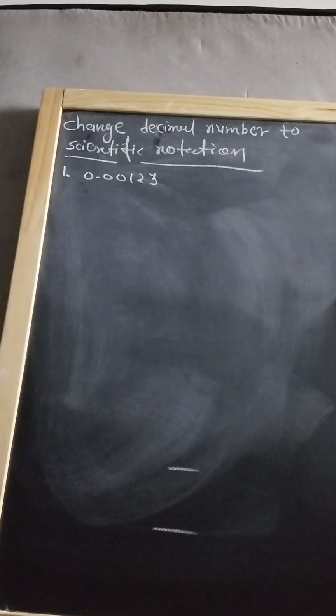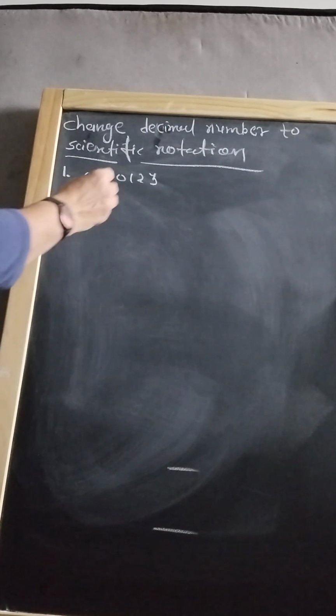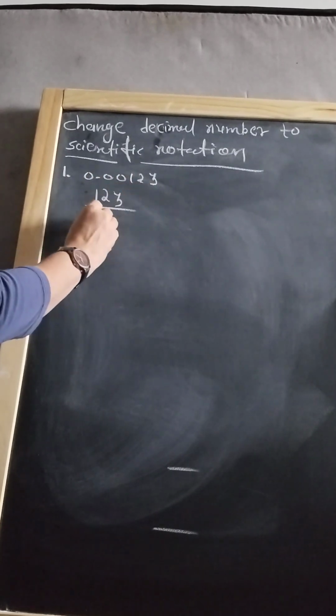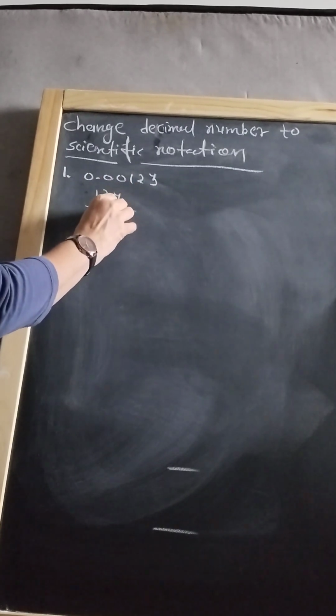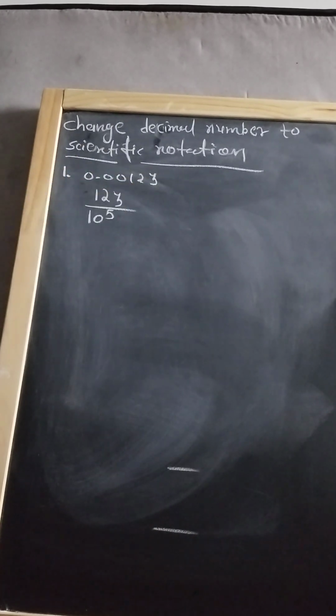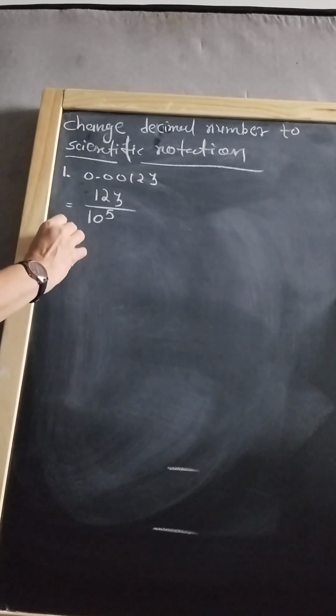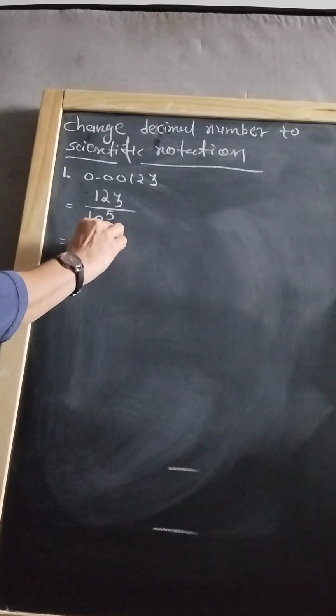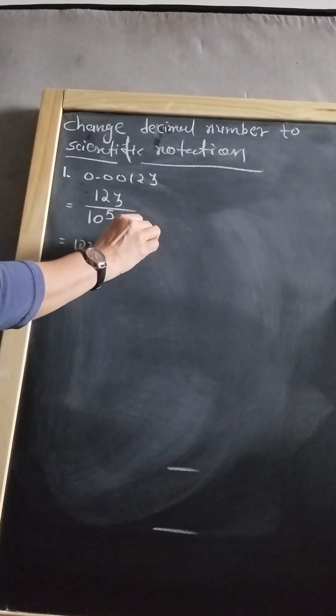Today I am going to change a decimal number into a scientific notation. Let me take the first number, 0.00123. First of all, I am going to change the decimal number into a fraction. So it's 123 over 10 to the power of 5, 5 zeros, because after the decimal there are 5 digits. If I take this one in the numerator, it's 10 to the power of negative 5.